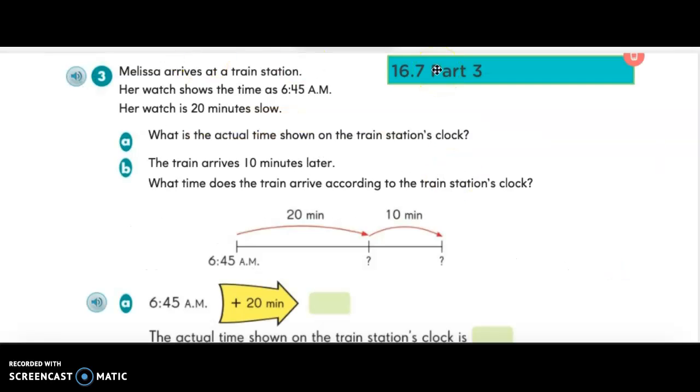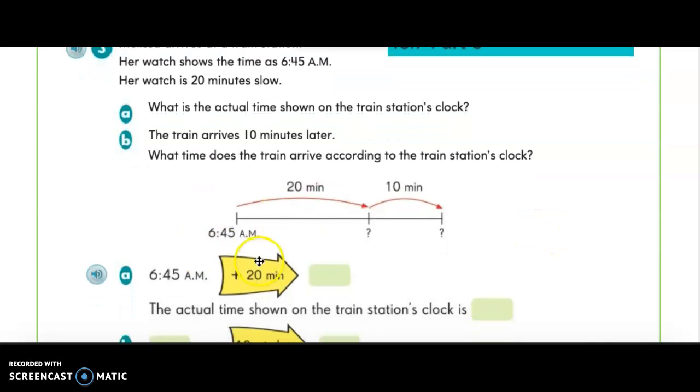Alright, so let's take a look at some examples for the last part of this lesson. So Melissa arrives at a train station. Her watch shows the time is 6:45 a.m. Her watch is 20 minutes slow. What is the actual time shown on the train station clock? So if a clock is slow, that means it is behind. So we need to figure out what the actual time is first.